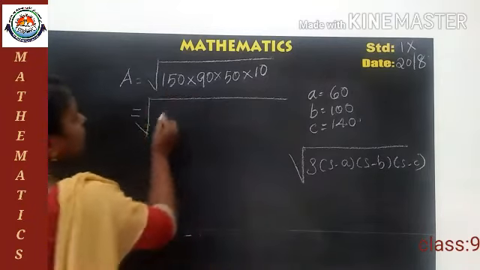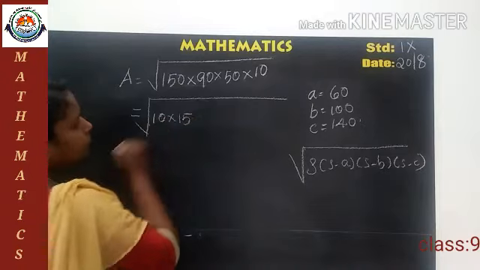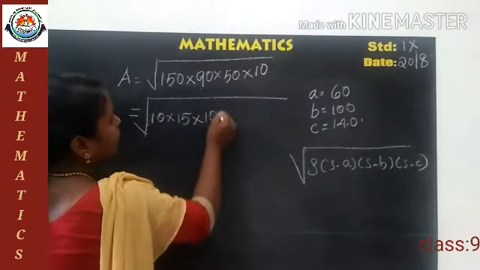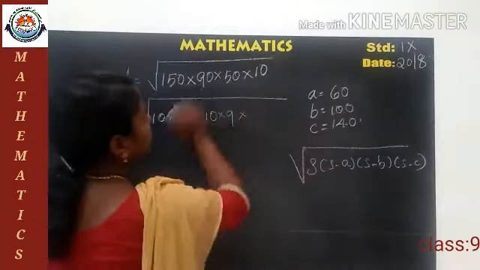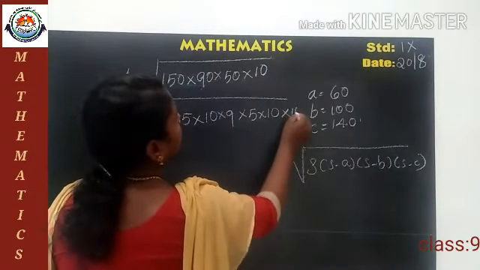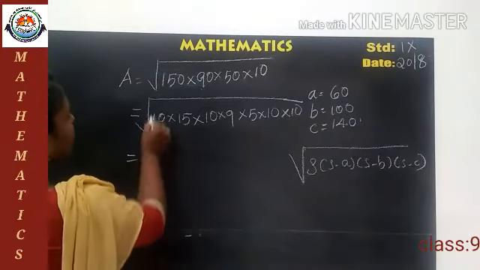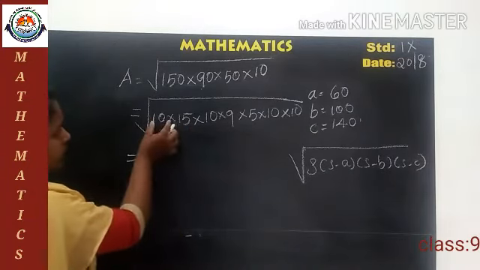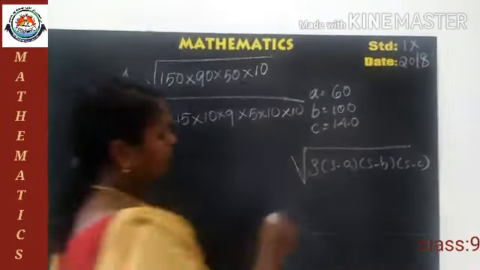We can write this 150 as 10 into 15. And this 90 we can write as 10 into 9. And this 50 means 5 into 10, and one more 10. Then from root of this 10 into 15 into 10, we can take this 10 into 10 together. Root of 10 into 10. What is root of 10 into 10?